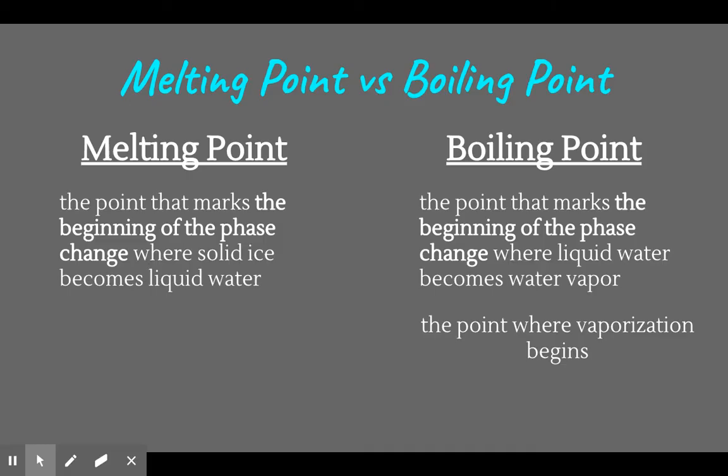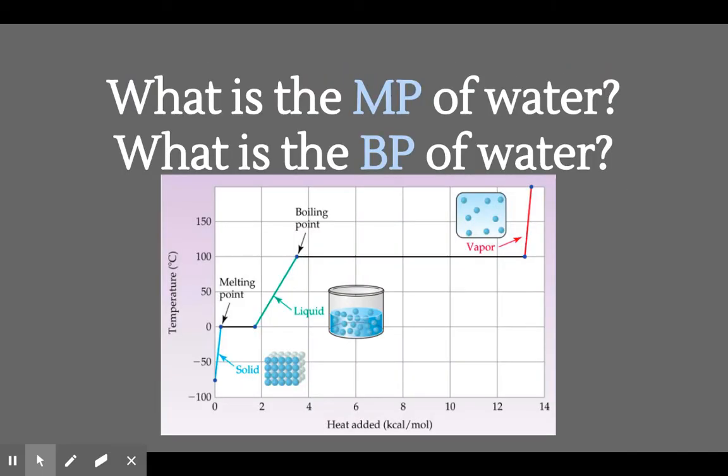All right, so two key terms that are important on any heating or cooling curve are melting point and boiling point. Melting point is the point where we have a phase change occurring where solid ice is becoming liquid water. Boiling point would be where our liquid phase is becoming a vapor. That's where vaporization is beginning. So let's take a look at an example of a heating curve with melting and boiling point.